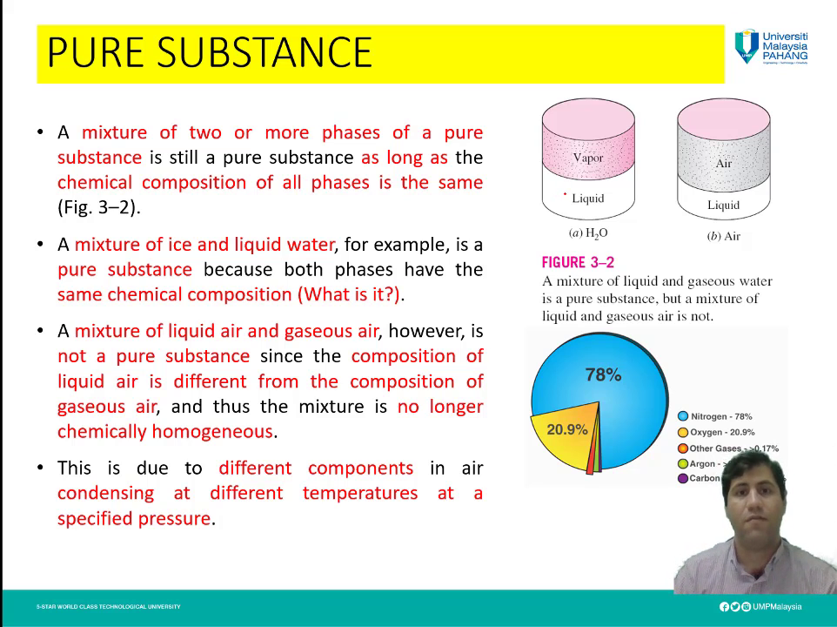But on the other hand, we have another example of a mixture of one material in different phases, where, because the chemical composition for the different phases is different, we cannot call it a pure substance. Like what we have here, a liquid phase of air and a gas phase of air, or usually we just call that air. So why can we not call this mixture a pure substance? Because air is a mixture of different gases.